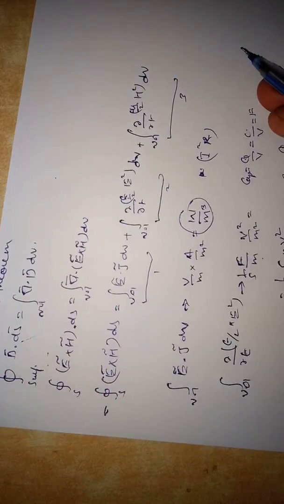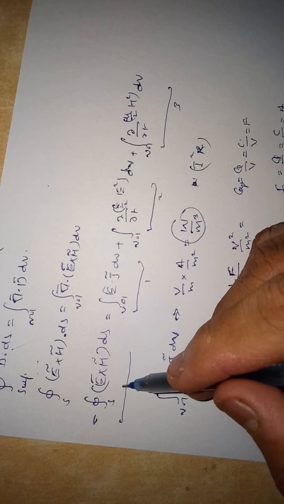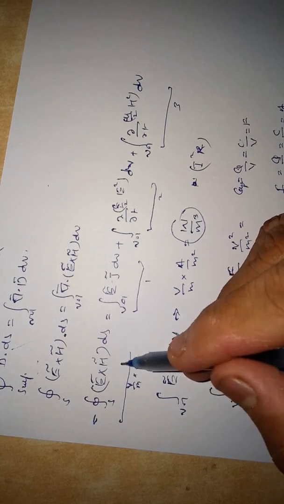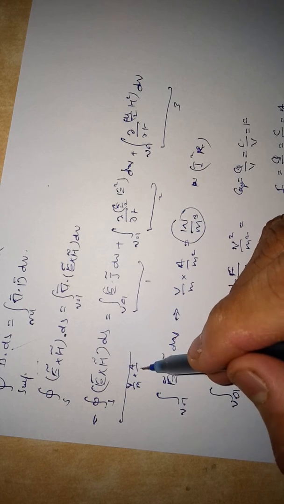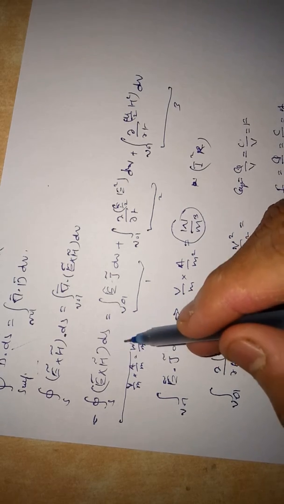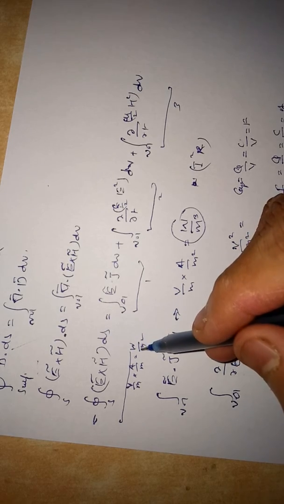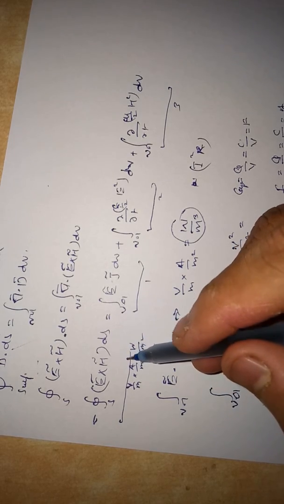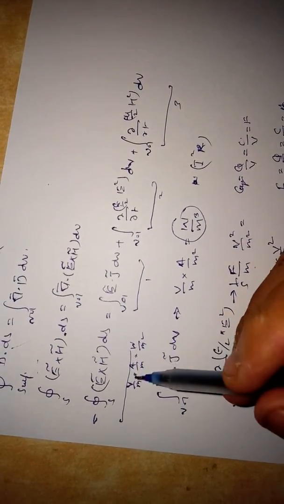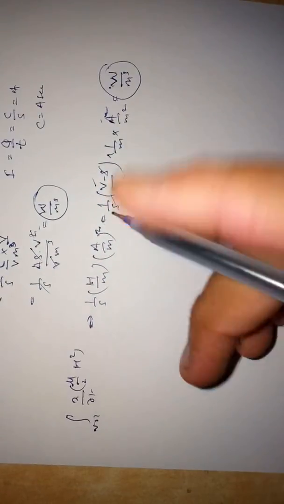And if we concentrate on the left hand side, E has the unit volt per meter, and H has unit ampere per meter, so it will be watt per meter square. It is actually power per unit surface area. It is actually a power density function. So the left hand side explains the power density function. It is defined as the Poynting vector.